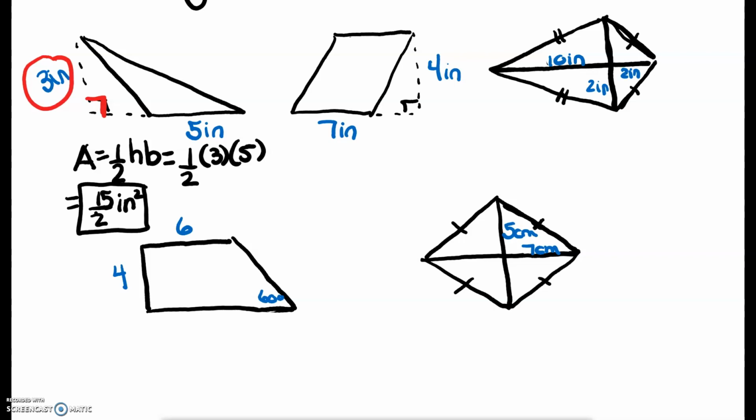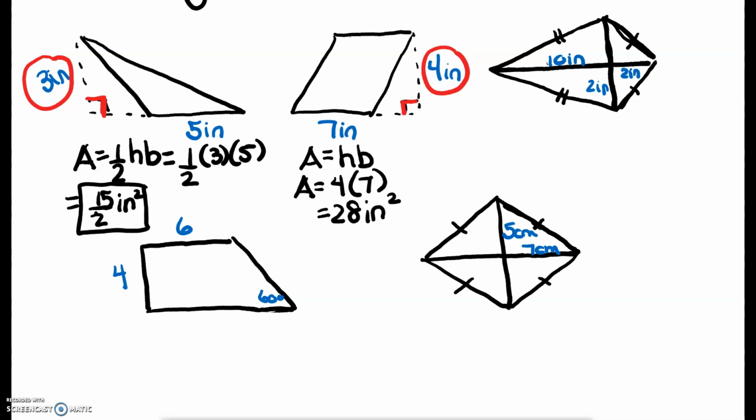And that's the area for that triangle. So the area for a parallelogram equals height times base. Again, my height is perpendicular to my base, so this must be the height. So my area is going to be a height of 4 times a base of 7 inches. I get 28 inches squared.